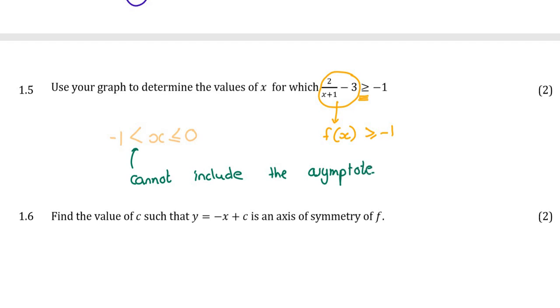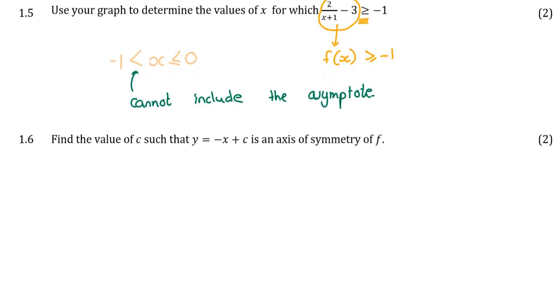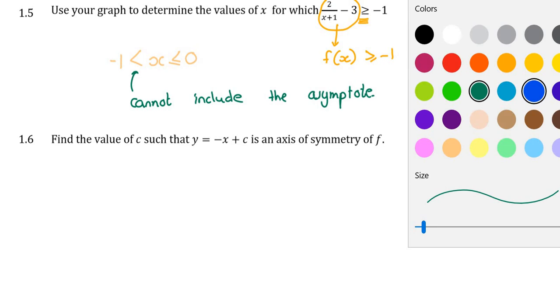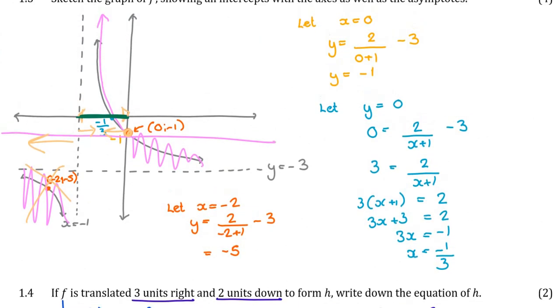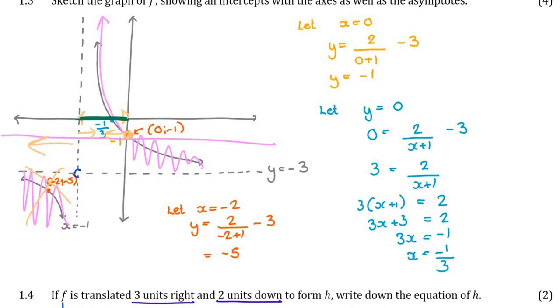Okay, now it says, find the value of c for which y is equal to negative x plus c is an axis of symmetry. Now we've done this quite a few times now. You do the method that you prefer and then check, but there's 2 different methods. Personally, I like to go and substitute in a point on the axis of symmetry. Now I know that a point on the axis of symmetry is the point of intersection of the 2 asymptotes, which here is negative 1, negative 3.